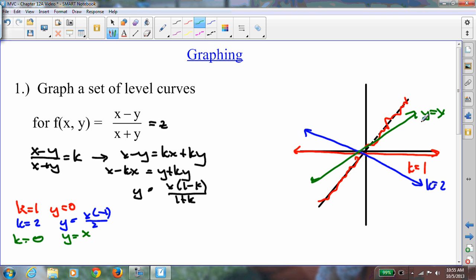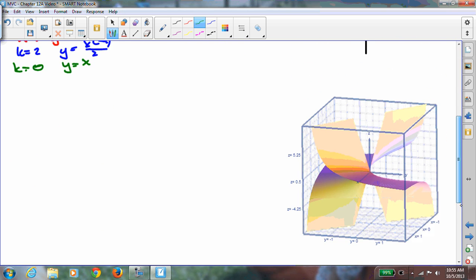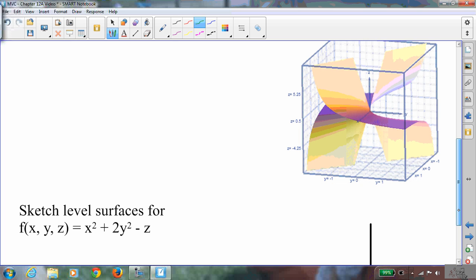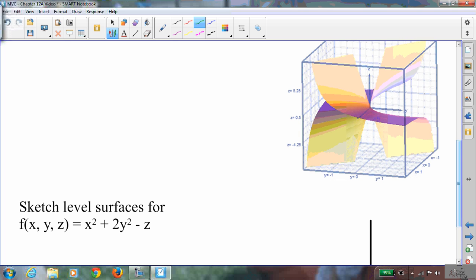And this is when k equals 0. So basically, for different values of k, what's going to happen is I'm going to have these spiraling lines, and they're going to spiral in an upward direction as k increases in value. And graphically, we're going to generate something like this as a result. So that's my level curves.